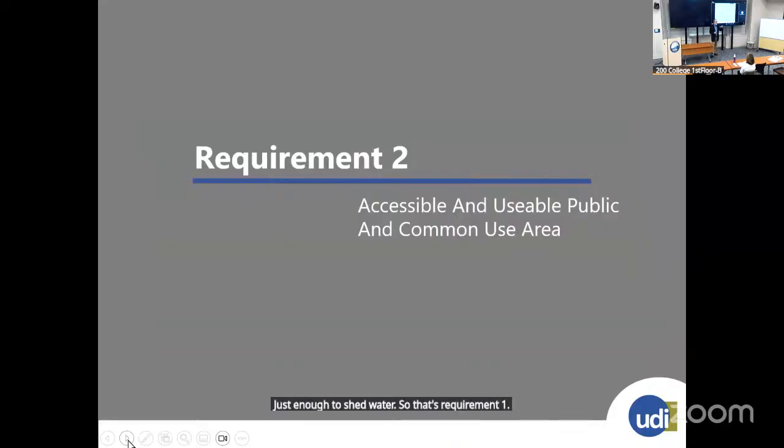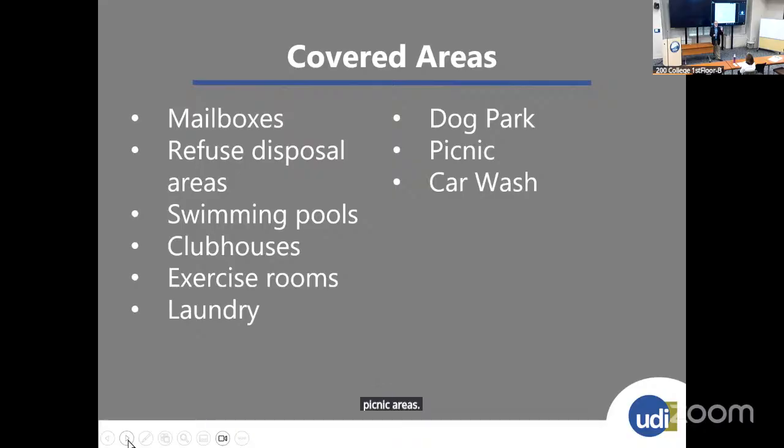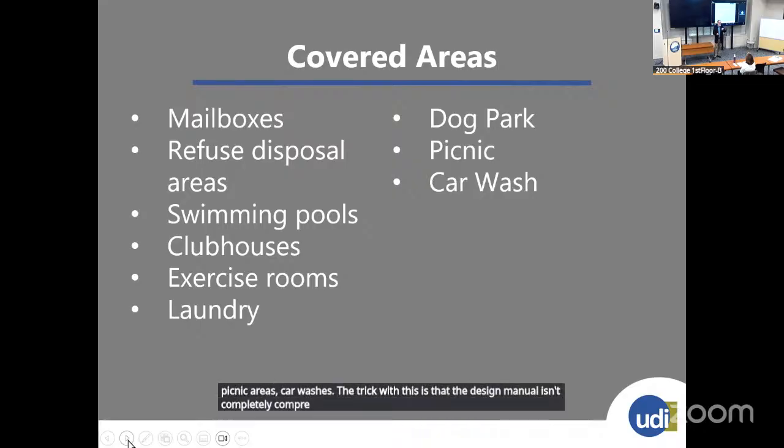Requirement 2 is what are all the places we need to get to? I showed you a little bit earlier what that looks like, and there are a lot of them. So there are places like mailboxes, dumpsters, swimming pools, clubhouses, exercise rooms, laundry, dog parks, picnic areas, car washes. And the trick with this is that the design manual isn't completely comprehensive about listing all these things, even though they need to be accommodated.